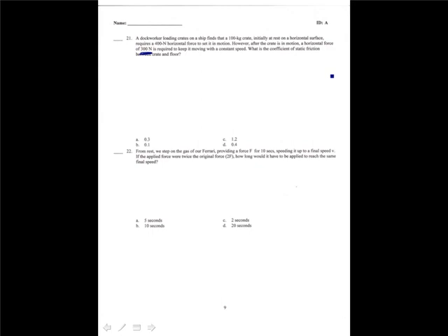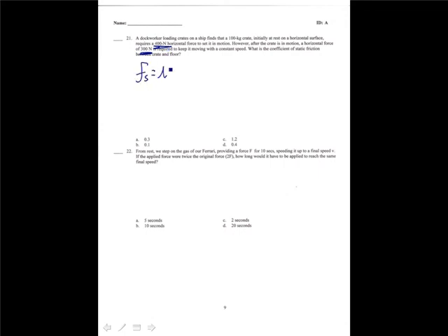Okay, a dock worker loading crates on a ship finds that a 100-kilogram crate, initially at rest on the horizontal surface, requires a 400-newton horizontal force to set it in motion. However, after the crate is in motion, a horizontal force of 300 newtons is required to keep it moving with constant speed. What is the coefficient of static friction? Okay, the 400-newton force is the static frictional force. So we really just got to pick out those right numbers.